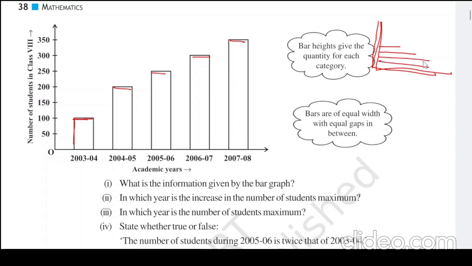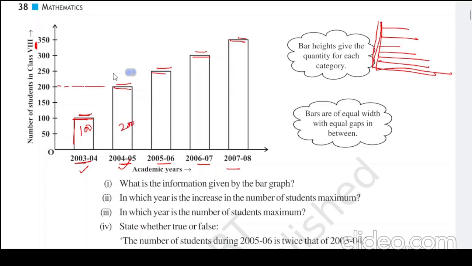In horizontal columns also we can represent some data. So this is in vertical bars. The width is constant, the height changes according to the proportion. For example, this one is showing the number of students in class 8th, in 2003, 2004, 2005, 2006, 7, 8. So in 2003 and 4, how many students? 100 students. In 4 and 5, you can see, this is around 200 students.